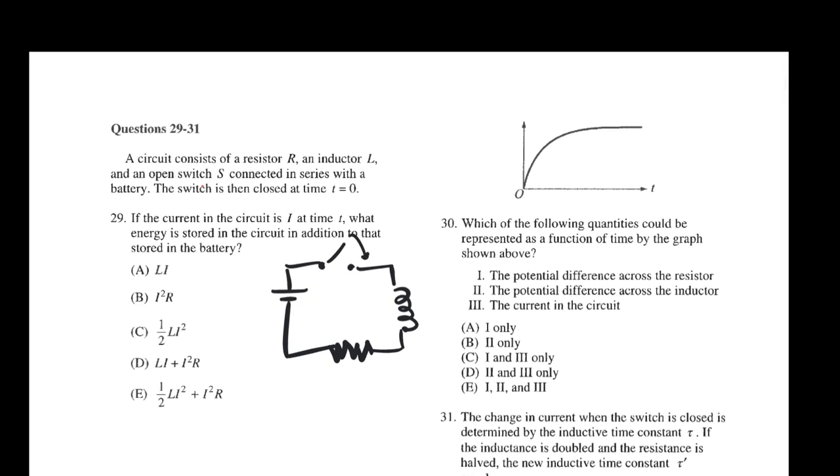But now I should read these closely. The potential difference across the resistor. Well, the potential difference across the resistor will start at 0 and build until it reaches a steady state and a constant voltage across the resistor. So I know that this one is okay. And we know the current in the circuit is okay. The potential difference across the inductor. No, the potential difference across the inductor is going to start at V and decrease until it goes to 0. So this couldn't describe the voltage across the inductor. So it should be 1 and 3 only.